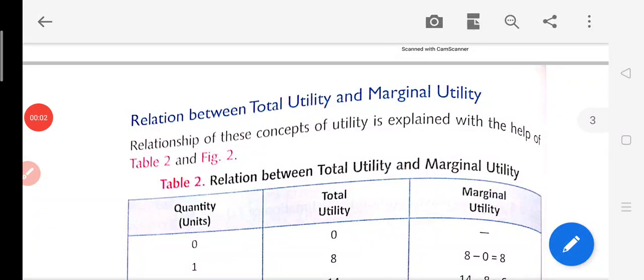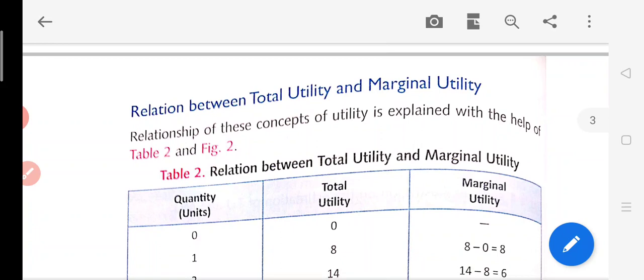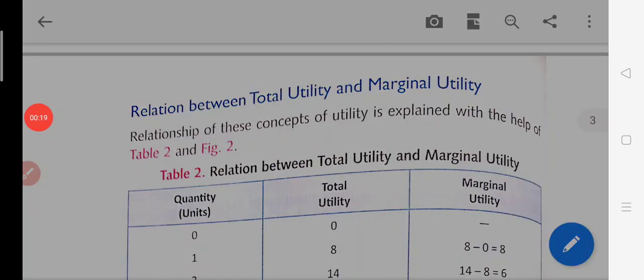Good morning, students. Today we are going to move forward in our chapter on consumer equilibrium, and our topic will be the relationship between total utility and marginal utility. In the previous chapter, we already learned about what total utility and marginal utility are.